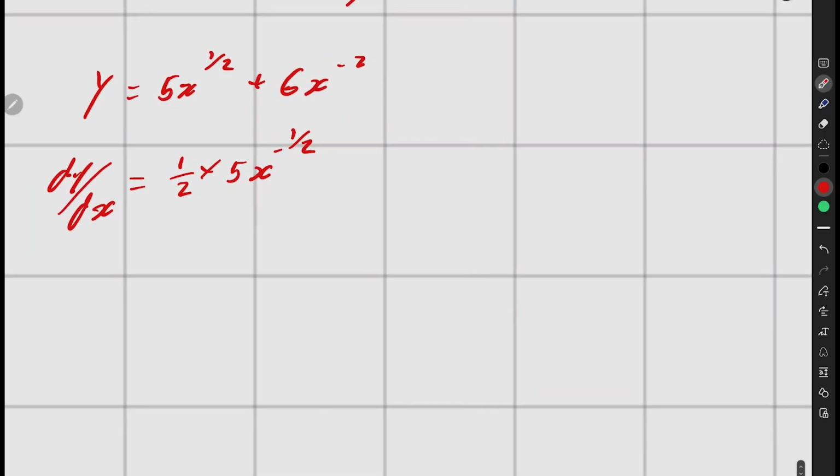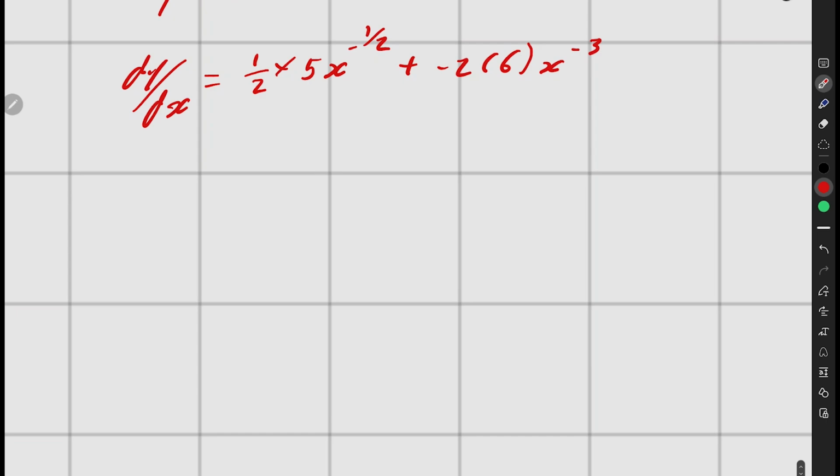Okay, so let's move on to the 6x to the negative 2. Then we're going to have plus, we know that's going to be minus 2 times 6x to the minus 3. And remember, we're taking 1 from the power, so it's going to go to minus 3. It's not going to go to minus 1, it's going to go to minus 3 because we're taking 1. We're always taking 1, it's always going to become more negative, right? And let's simplify this down.